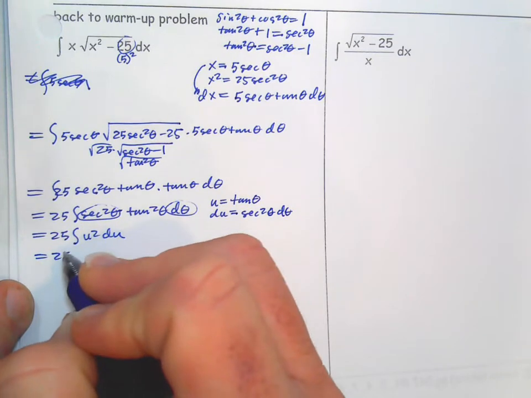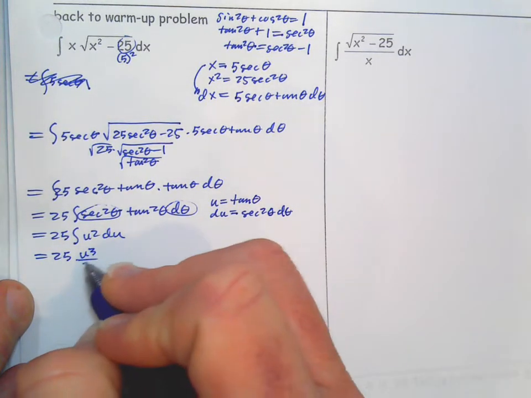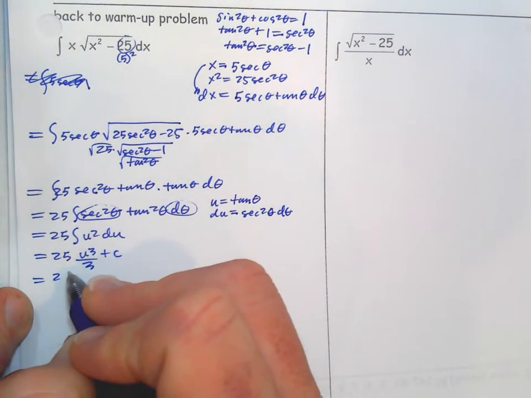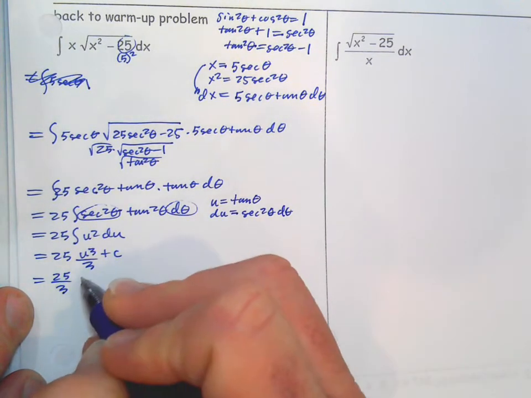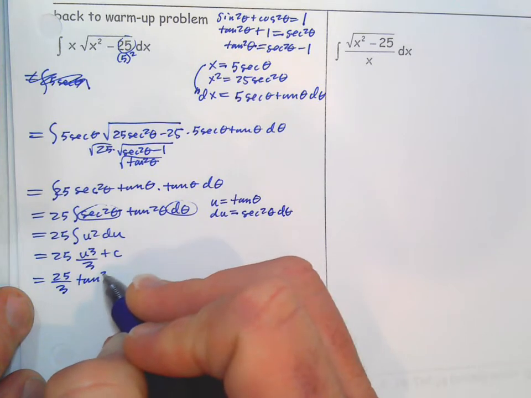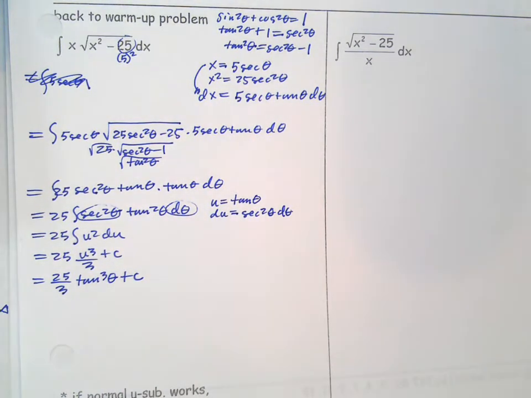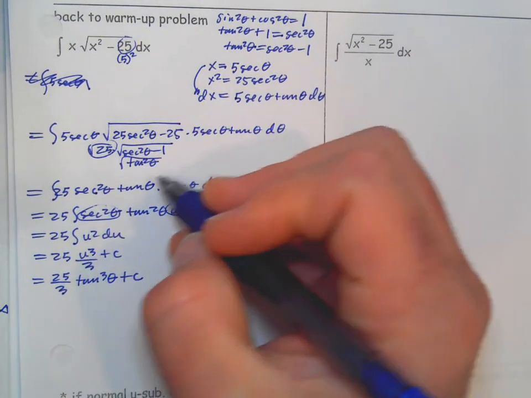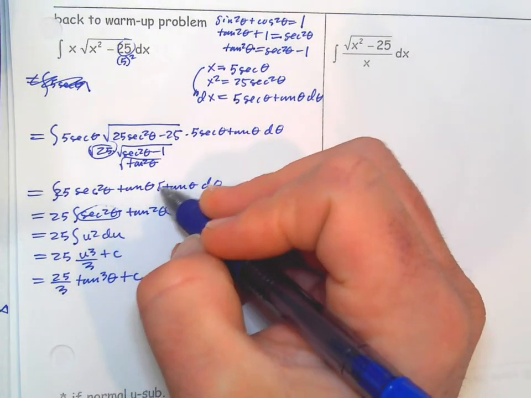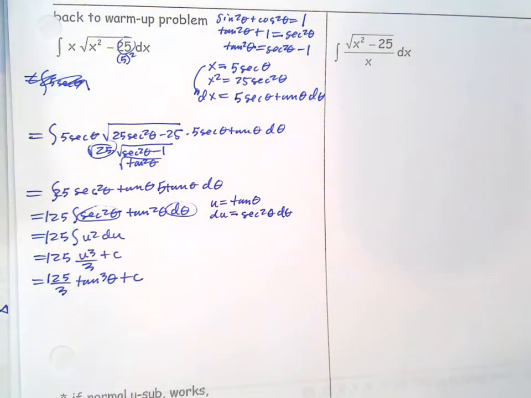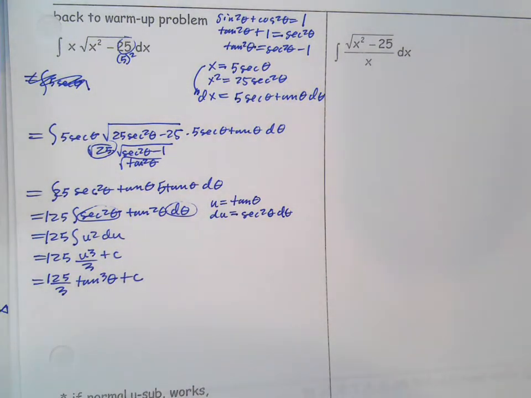So it's going to be 25 u cubed over 3 plus c. And then we're going to change it back. It's going to be 25 thirds. And so u is tangent cubed theta plus c. Okay. So we're doing okay now. I feel like there was another 25 that was supposed to be right here. So that was another 5. So this should be 125. Okay, missed that. Okay, but this isn't good because we're using u substitution.